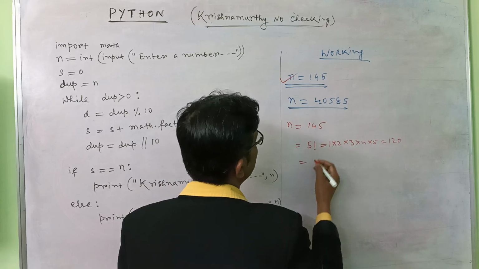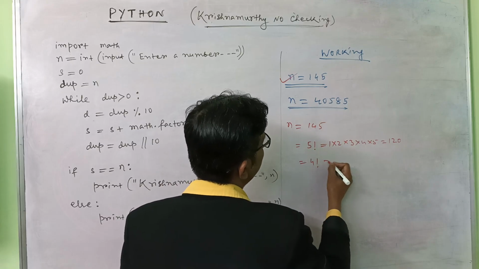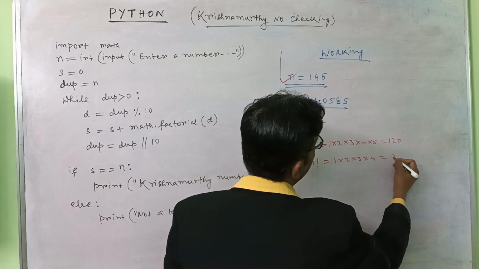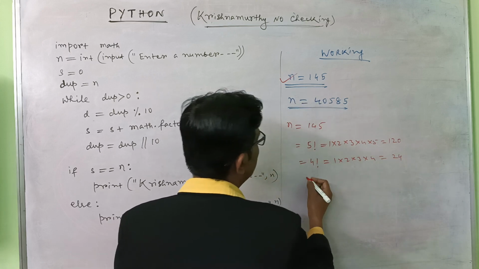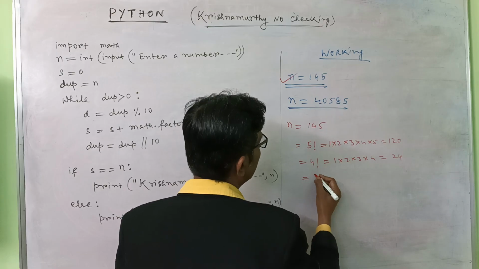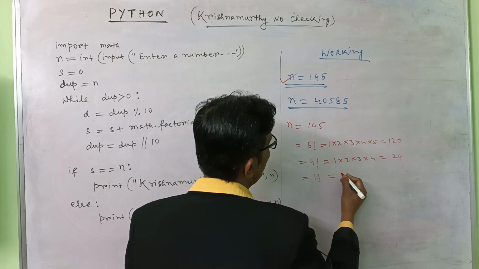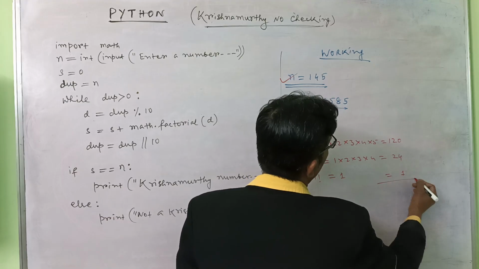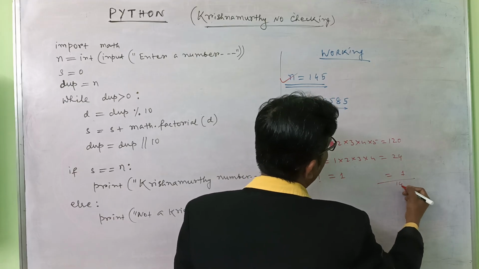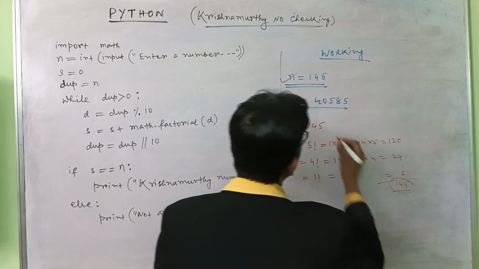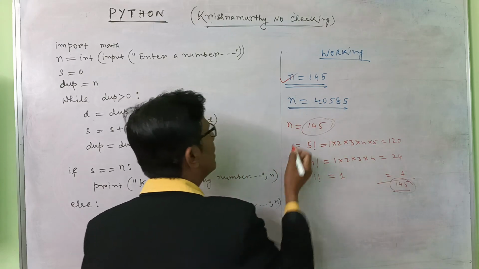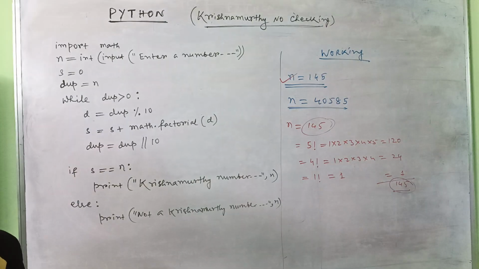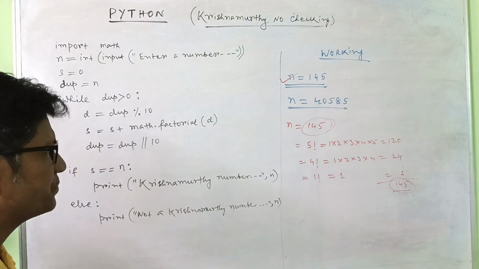Then the next digit is 4. 4's factorial is 1 into 2 into 3 into 4, it is 24. Then the next digit is 1. 1's factorial is 1. So finally the sum we are getting is 145, and the given number was also 145. So these two are matching, so it is called a Krishnamurthy number.